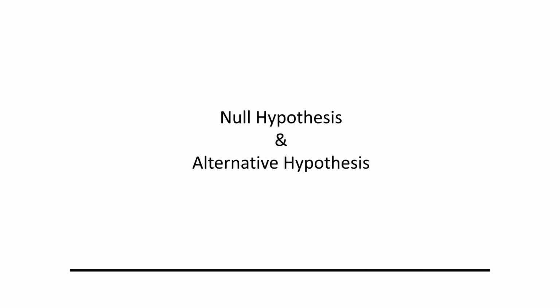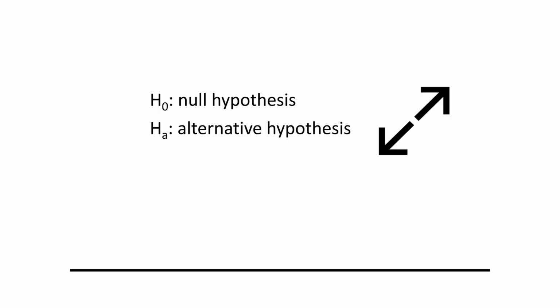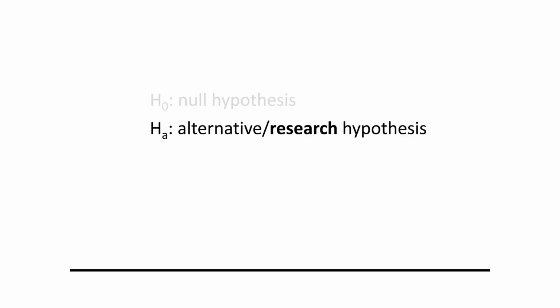First, let's develop our null and alternative hypothesis. HA, sometimes called H1, is our alternative hypothesis because it is the opposite of what is stated in the null hypothesis H0. In many cases, HA is our research hypothesis. That's the one we hoped to support.